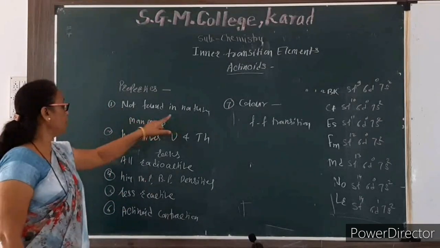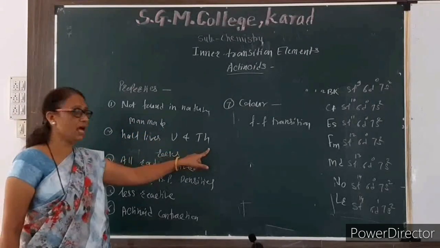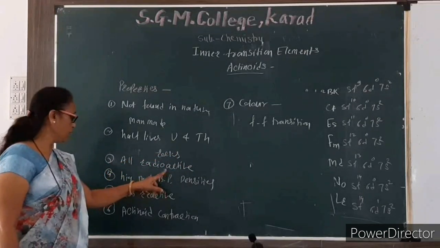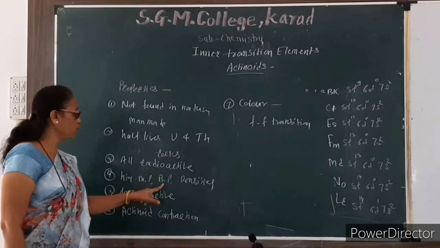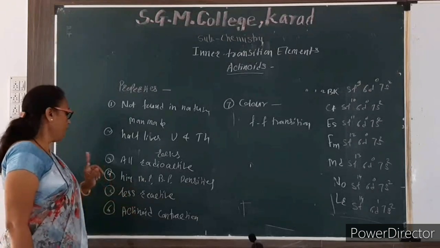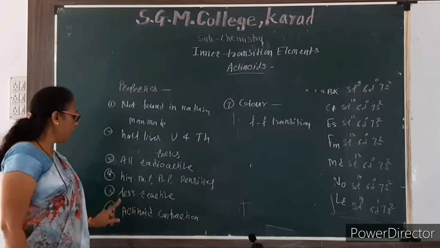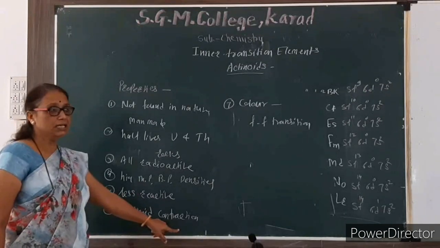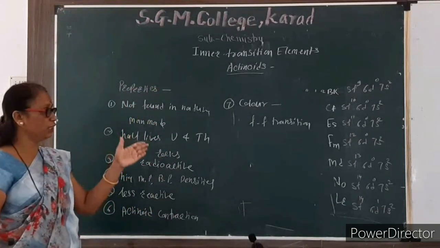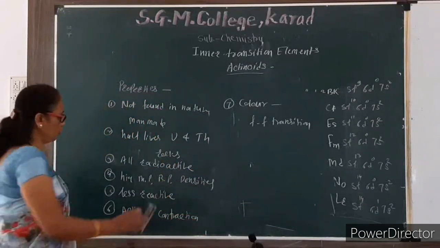All are not found in nature. Transuranic elements are man-made. The half-lives of uranium and thorium are high, hence they are found in the rocks. All the actinoids are radioactive, with high melting point, high boiling point and high density, and they are less reactive than lanthanides, as they react with hot water but not with cold water. Actinoid contraction, like lanthanoid contraction, means the atomic or ionic size decreases from actinium to lawrencium. The color of the actinoids is due to f-f transition.